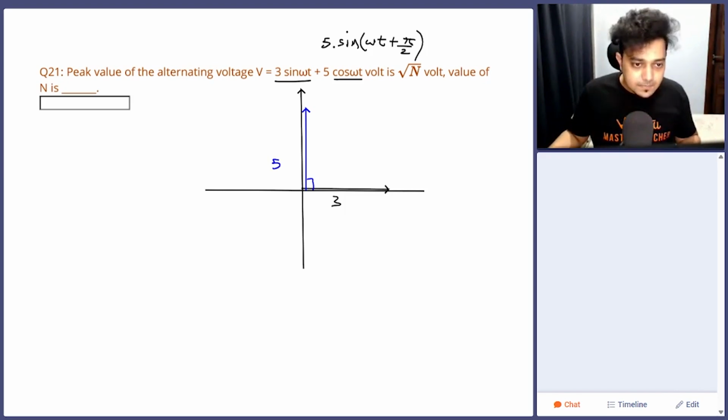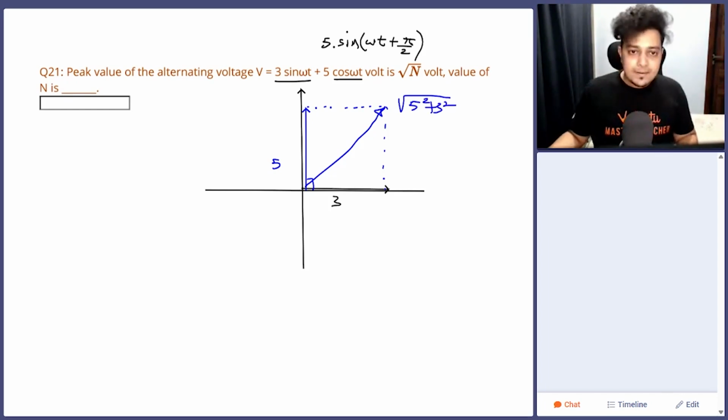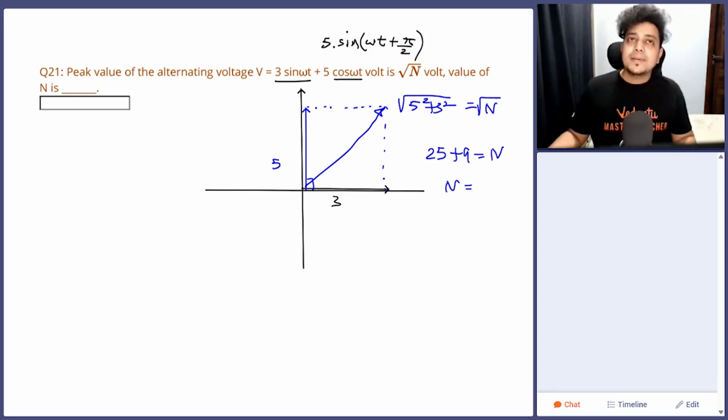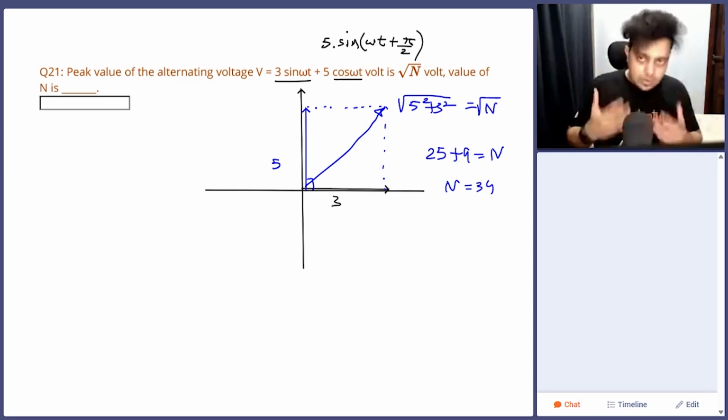And this is 5. Now, if you calculate the resultant of these two, that would be under root of 5 square plus 3 square. And that is the peak value, which they have said equal to root n. So squaring on both sides, this will be 25 plus 9 equal to n. Clear? So this will be 34. Sorted?